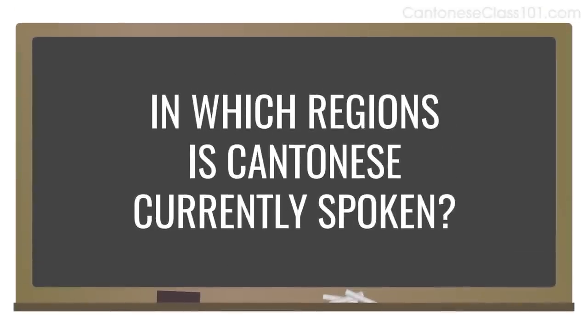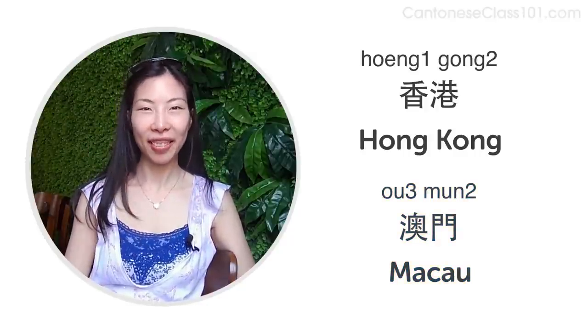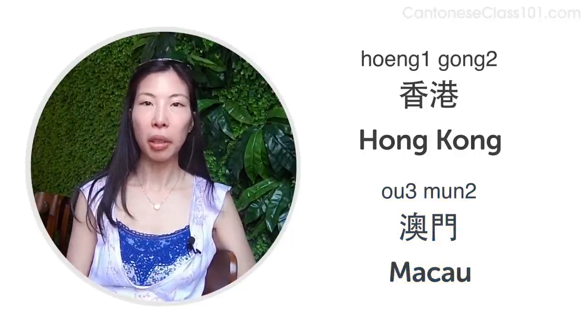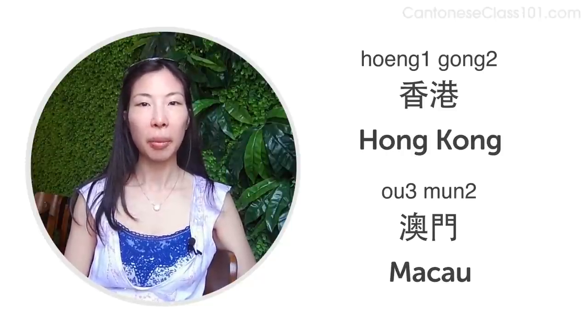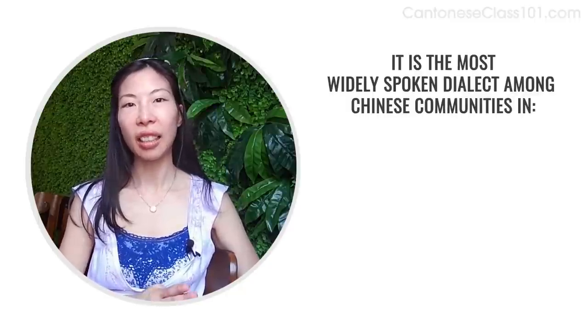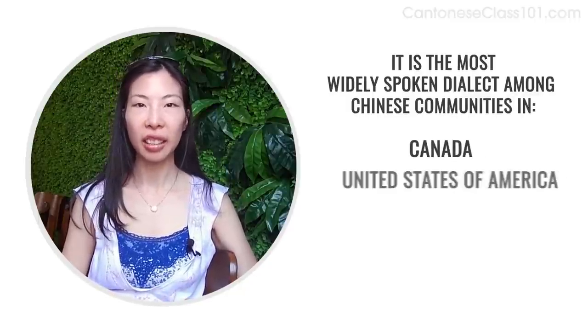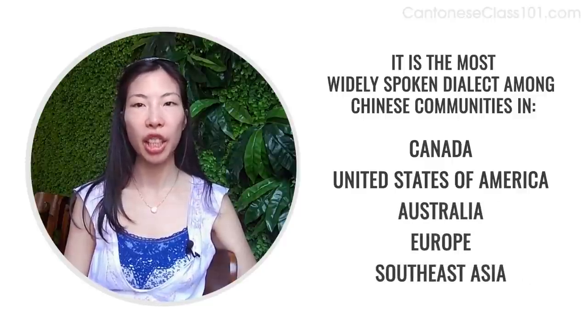Let's get into more details. In which regions is Cantonese currently spoken? Cantonese is the official language in Hong Kong, which is Hong Kong, and Omun, which is Macau. And today we are in Macau. And historically, the most popular form of Chinese spoken outside mainland China. We're not kidding about Cantonese being spoken everywhere. It is the most widely spoken dialect among Chinese communities in Canada, the United States of America, and Australia, as well as Europe and Southeast Asia.